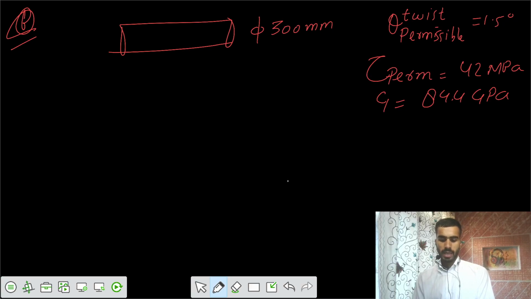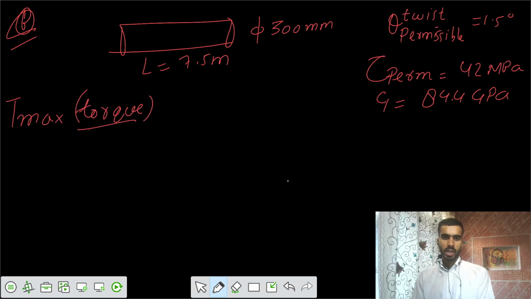And one more thing is that you have a length of L equals 7.5 meter for the shaft, and you need to say what's the maximum torque you can apply. How much torque can you apply on this shaft of length L equals 7.5 meter for these set of conditions? What is the maximum torque you can apply such that it would not fail in shear?